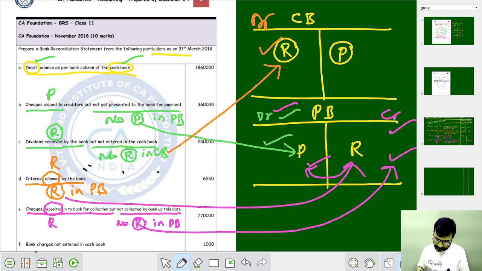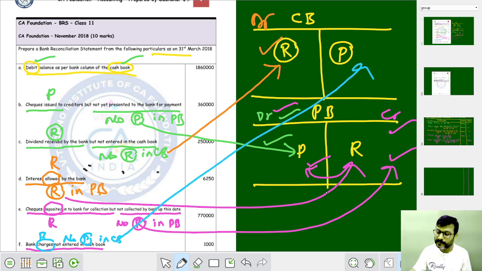That is bank charges not entered in the cash book. What do you mean by bank charges, my dear kids? Bank charges are nothing but payment. Not entered in cash book means no payment in the cash book. No credit in the cash book. Where do we have to take it? Same side, that is on the credit side.